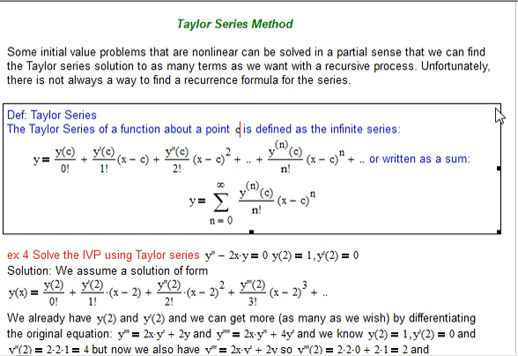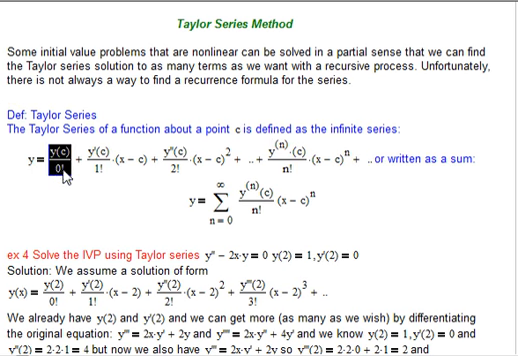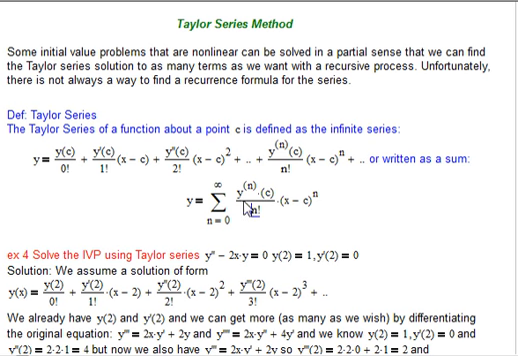About a point c, or sometimes you would say with center c, it is defined as the infinite series y equals y of c over 0 factorial, that's just to set up the pattern, plus y prime of c over 1 factorial times the quantity x minus c, plus y double prime of c over 2 factorial times x minus c squared, etc., all the way down to the nth derivative of y at c over n factorial times x minus c to the n, and then it keeps going. Or you can write it as a sum, the sum from n equals 0 to infinity of the nth derivative of y at c, whatever n is in that particular term, over n factorial times x minus c to the n.